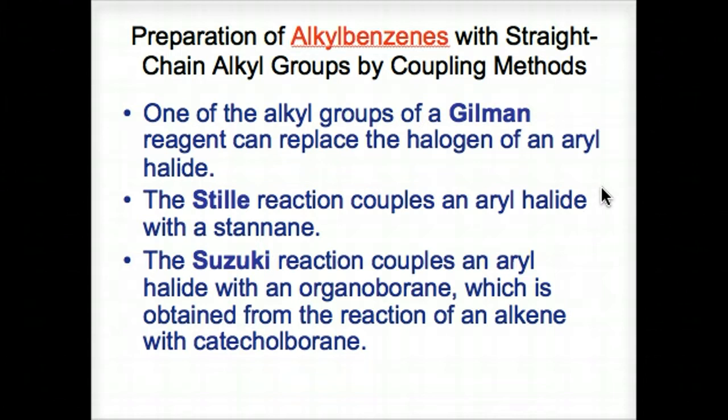As you can see, Gilman, Stille, Suzuki. So one of the alkyl groups of a Gilman reagent can replace the halogen of an aryl halogen. In the Stille reaction, it couples an aryl halide with a stannane compound. The Suzuki reaction couples an aryl halide with an organoborane, which is obtained from the reaction of an alkene with catechol-borane.